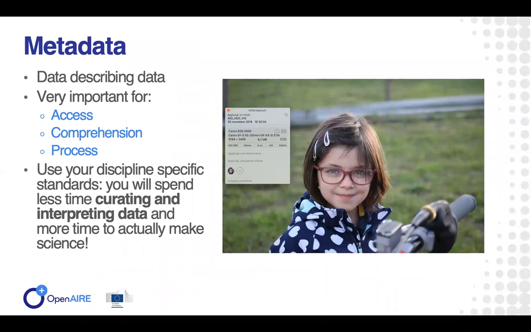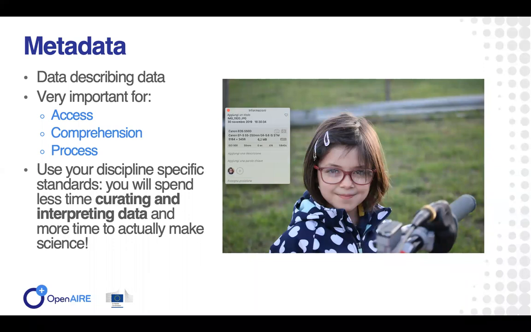Metadata. What are metadata? We have learned that they are data describing data. They are very important for accessing the data, understanding the data, and processing them. So here is a parallel to a photo and the metadata for a picture. In here you see that we have some standard information like the format, for example, JPEG, the dates when we took this picture, the name of the file, but then we also have, for example, the information about the camera that was used to take this picture, and also the specific settings of the camera when we took the picture. So all of this information is contained in the metadata.